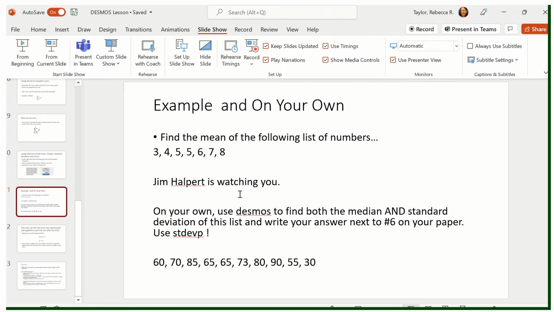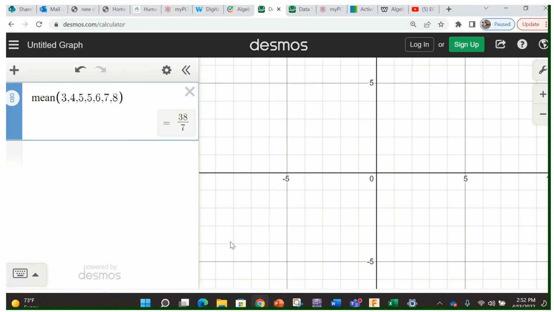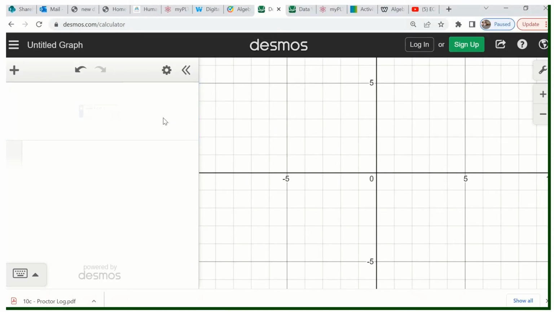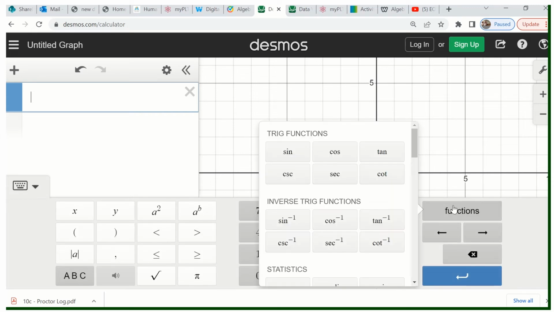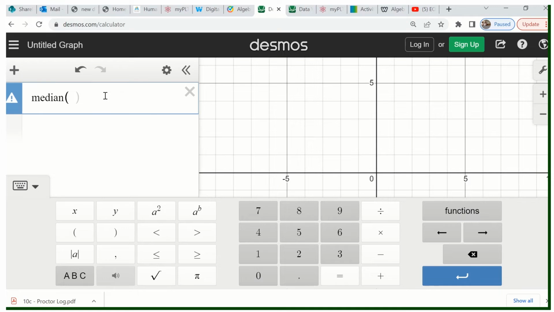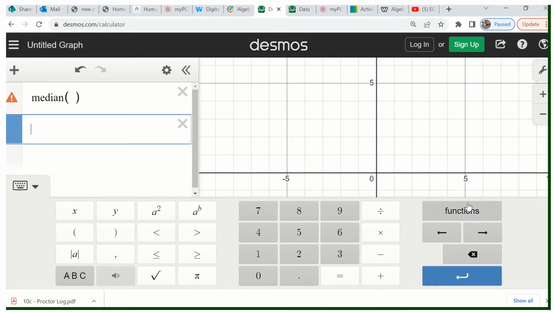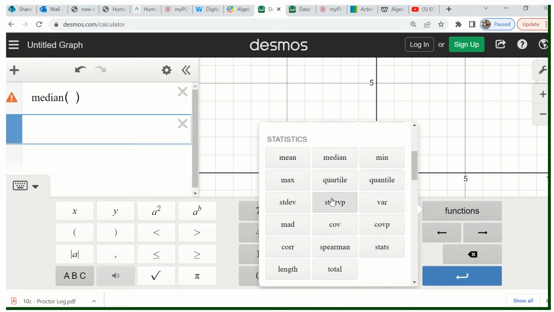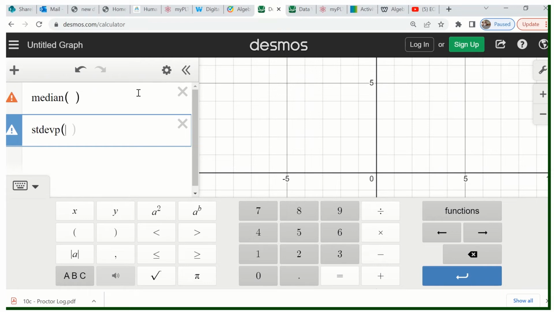So standard deviation for population. You're going to use that data and then come on over here and look up in that table. You're going to look up median and type in the data, and then you're going to look up standard deviation population and enter the same data, and Desmos should give it to you.